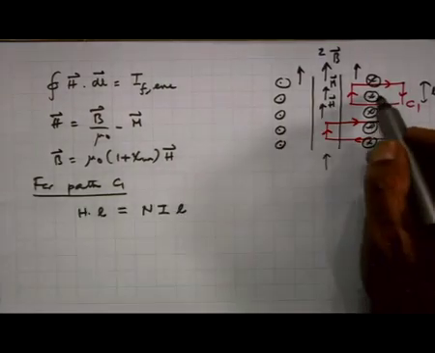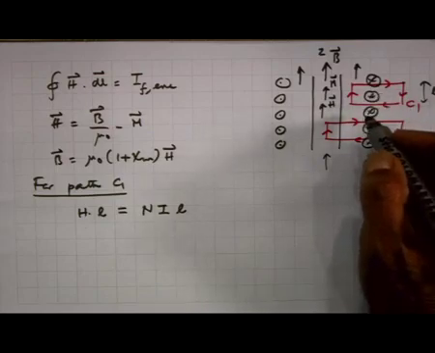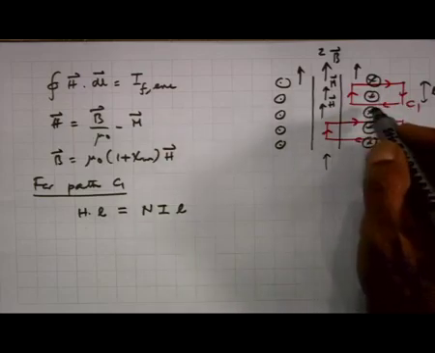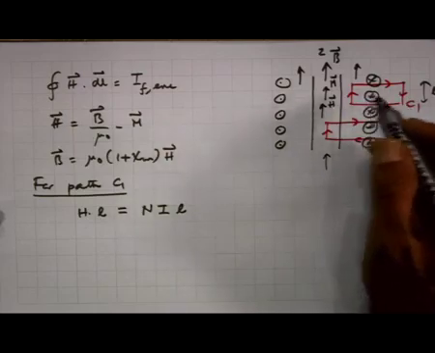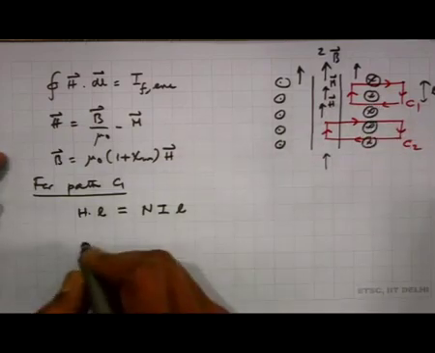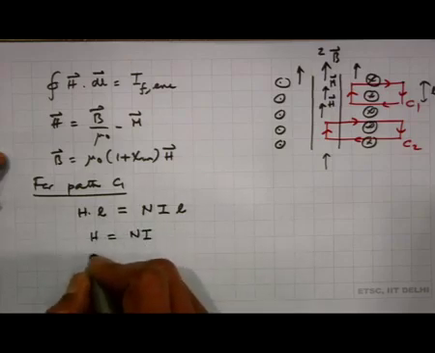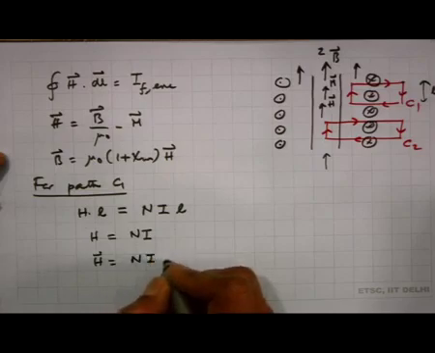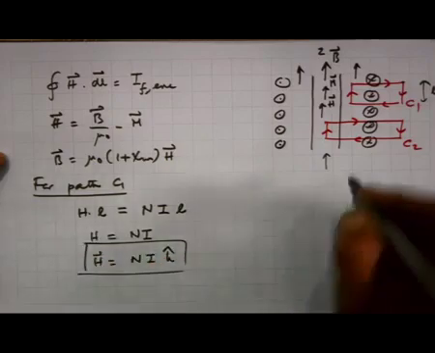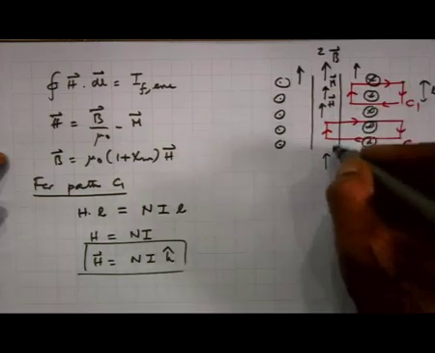The number of loops crossing this path is N times L, because N is the number of turns per unit length. So, N times length is the number of loops crossing this path. Each of these paths carries a current I. So, the total current passing is N I. So, H is equal to N I, and in vector form, the H vector is equal to N I k cap. So, this is the H vector in this region.